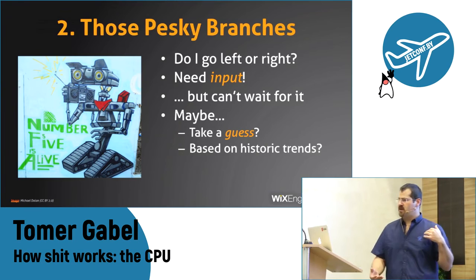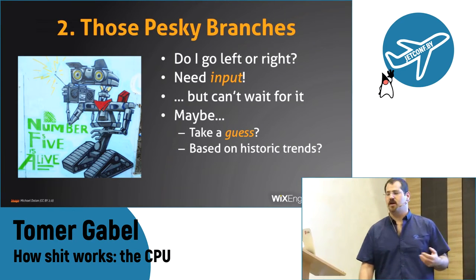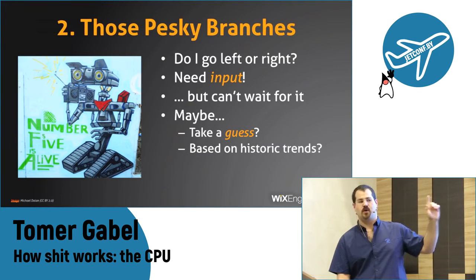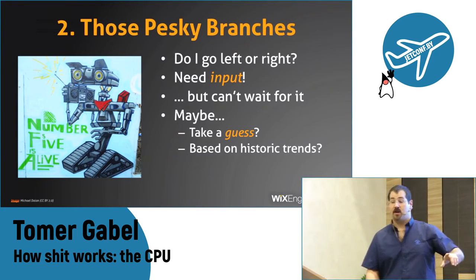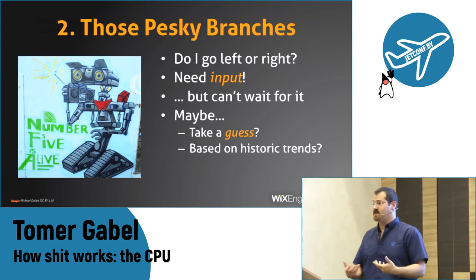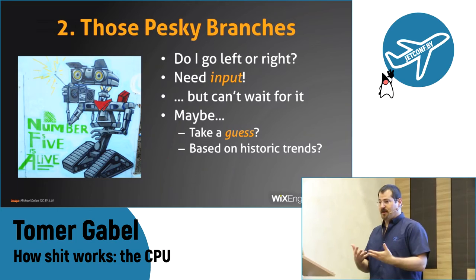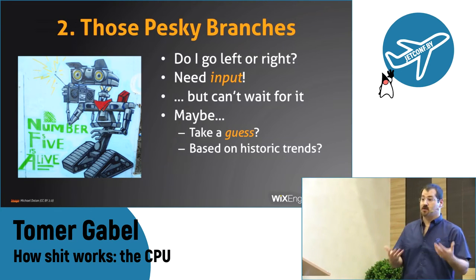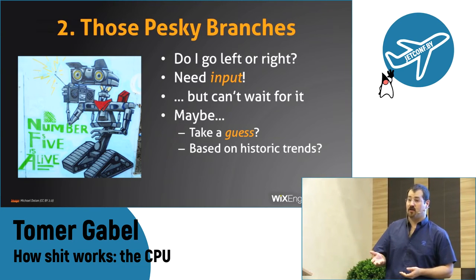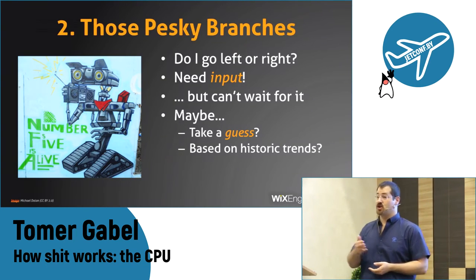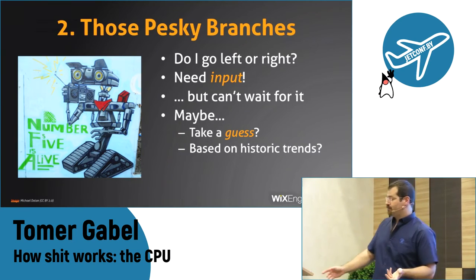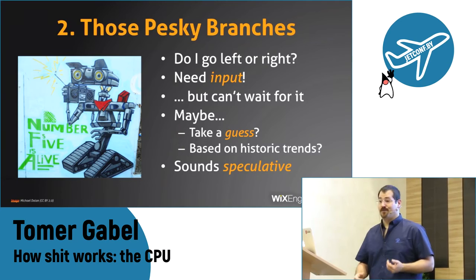So maybe the CPU can take an educated guess. Maybe it can look at your code and say, okay, I'm going to guess that we have to go that way. And maybe the guess can be not just the flip of a coin. Maybe the guess can be smart. Maybe the guess can be based on historical data. So for a given inner loop, maybe the CPU can keep track of which direction a particular branch tends to go, and then speculate on it.